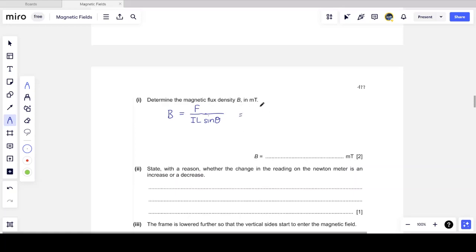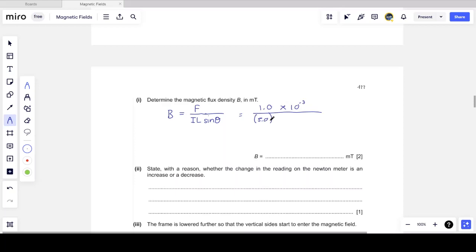And all of these values are known. So I can write the force, I'll write it in SI units, as 1 times 10 to the minus 3 newtons, or 1 millinewton. I could just leave it as 1, because then my answer naturally would become milliteslas in the end. But we'll do that later on.